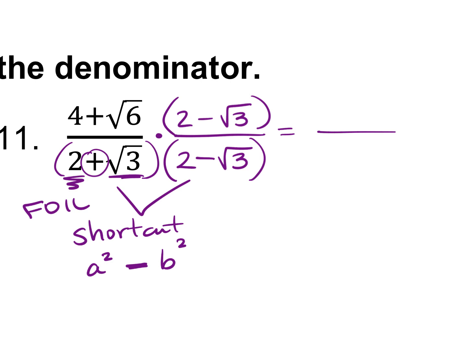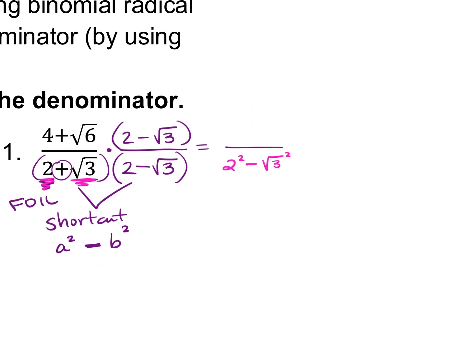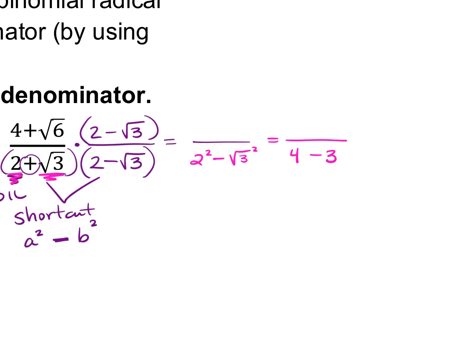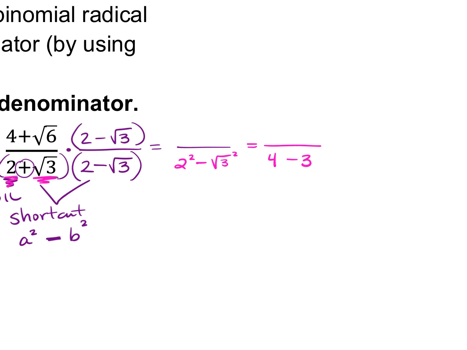We are going to take the shortcut. So this is going to be 2 squared minus the square root of 3 squared. Let's just simplify that right now. So that's 4 minus the square root of 3 squared is 3. So you actually end up, beautifully enough, with a denominator of 1, which is going to make it go away, right? Anything over 1 is itself.